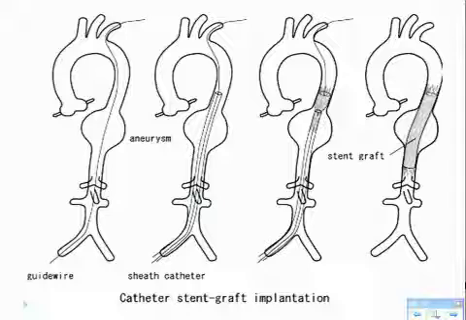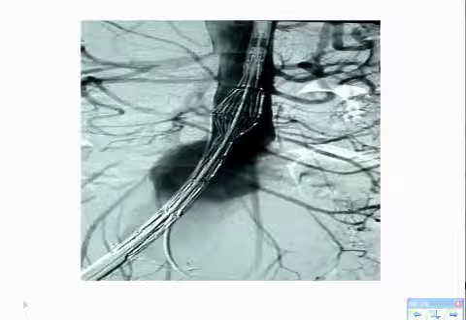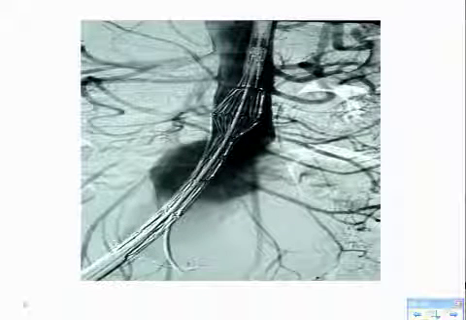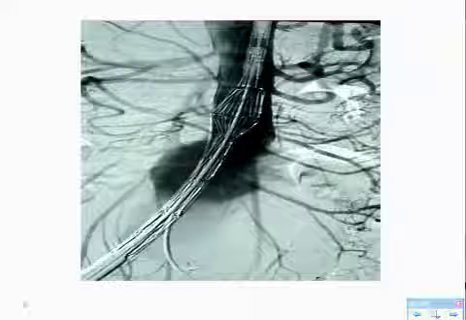Versus regional anesthesia, you're sort of stuck. You're going to have to give something like nitroprusside during that period of time, which has its own risk. Now, here's what the deployment catheter looks like. See, this thing is actually opened up and pushing up against the stent.